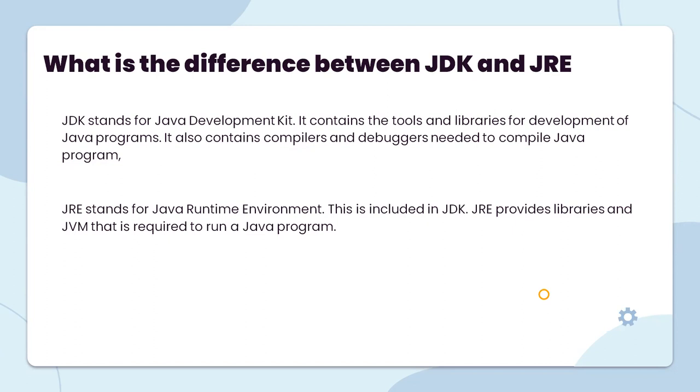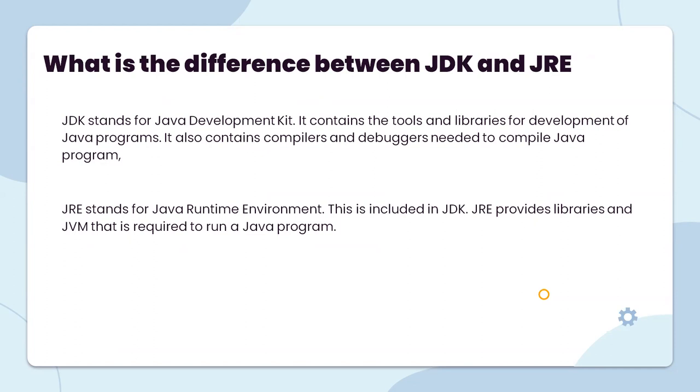JDK stands for Java Development Kit. It contains the tools and libraries for the development of Java programs. It also contains the compiler and debugger needed to compile the program. So this is the definition of JDK. When we download the JDK, we are doing only development and debugging of the code, not execution of the program.